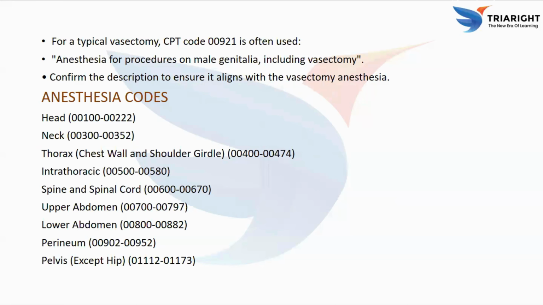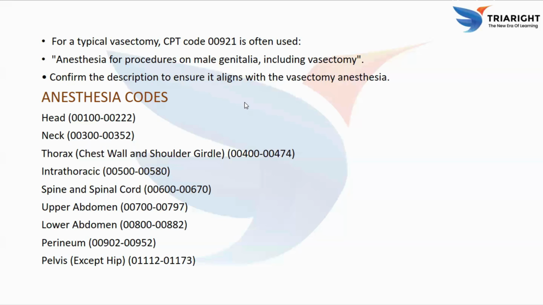Now, understanding the anesthesia code grouping. Anesthesia CPT codes are organized by body region, not by disease or diagnosis. The major anesthesia code categories are shown on this slide. Head is classified under 00100 to 00222 code range, which includes brain, skull and facial surgeries. Whereas the neck region is 00300 to 00352 code ranges. Neck is for thyroid, neck vessels and lymph nodes.